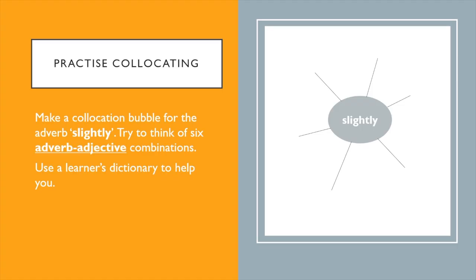Your task now is to make a collocation bubble for the softening adverb slightly. So try to think of 6 adverb-adjective combinations that you know, and if you need some help or some more ideas, why don't you use a learner dictionary to help you?